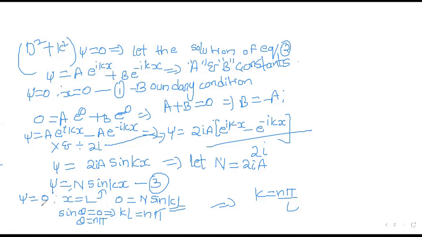Now we apply the second boundary condition: psi is equal to 0 at x is equal to L. So 0 is equal to N sine kL. Now kL is equal to n pi, and k is equal to n pi by L. I think you have got the derivation up to this point.